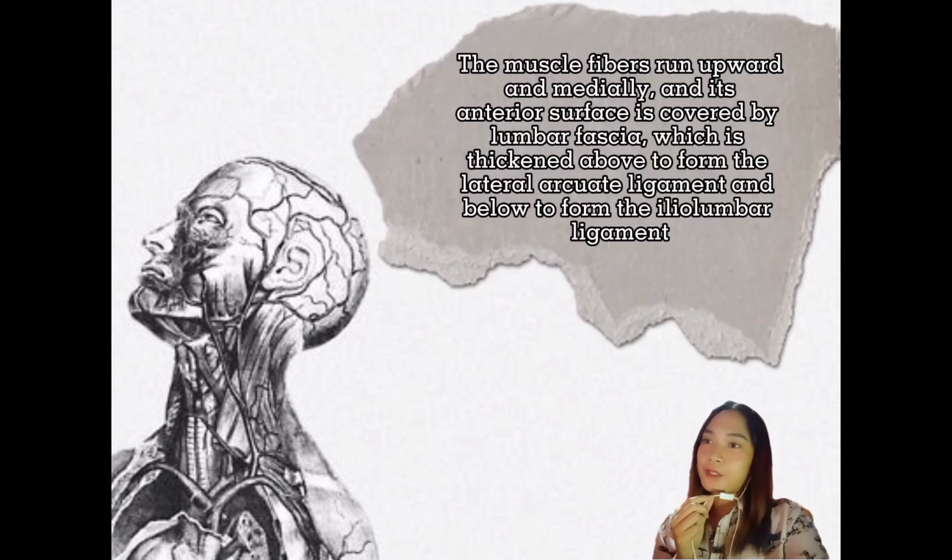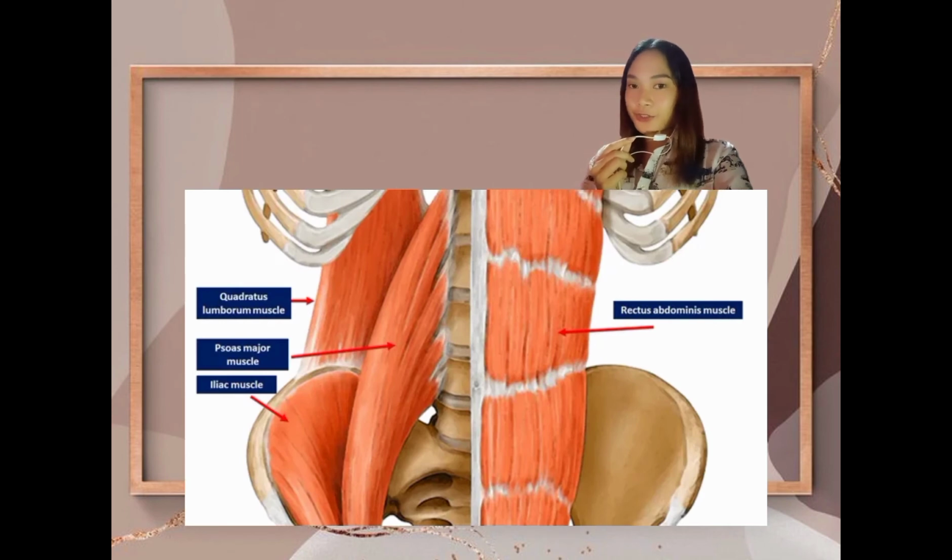The muscle fibers run upward and medially, and its anterior surface is covered by lumbar fascia, which is thickened above to form the lateral arcuate ligament and below to form the iliolumbar ligament. Again, this is the structure of the quadratus lumborum muscle in the human body.